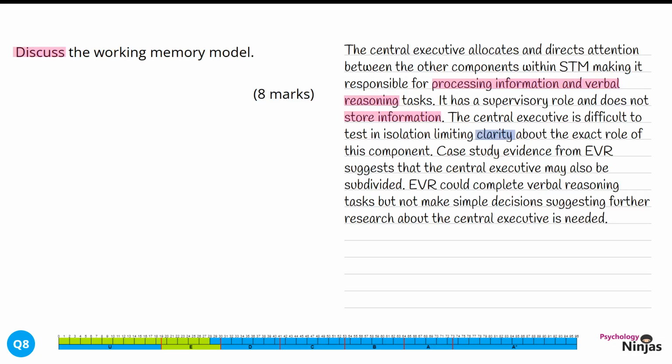We've given clear conclusions from our research, saying that the central executive needs to be subdivided. We've used our understanding of the different types of tasks that the central executive is involved in in order to secure this need, in that EVR could do verbal reasoning tasks but not make simple decisions. In order to develop our response, we're going to give a counter-argument.